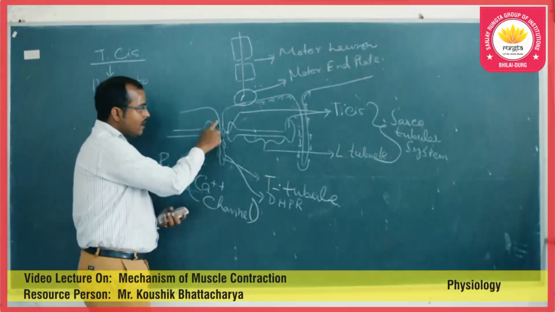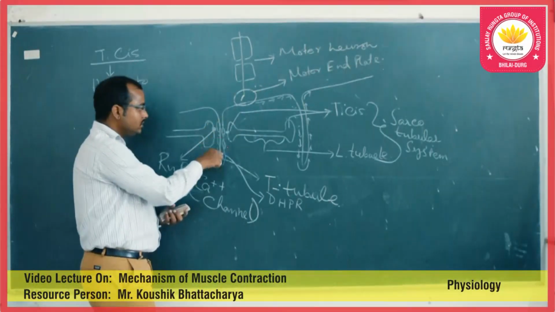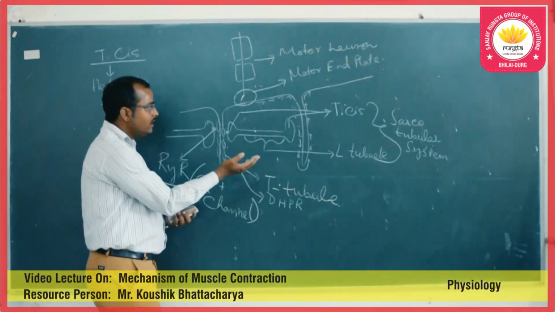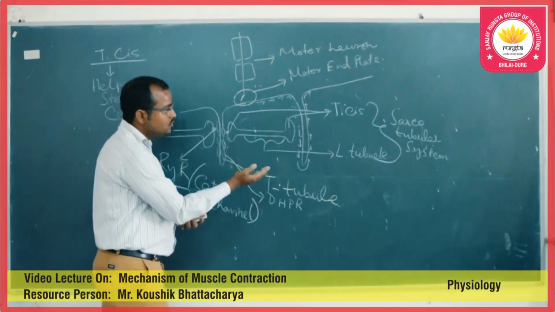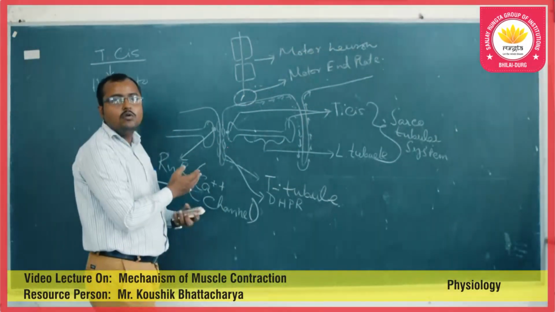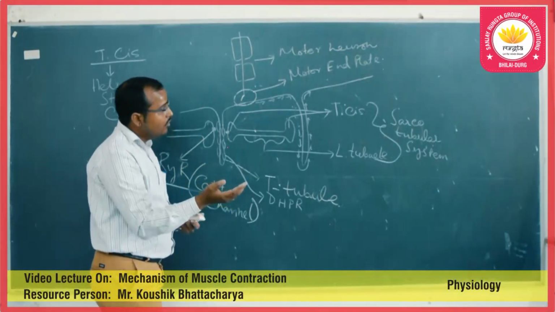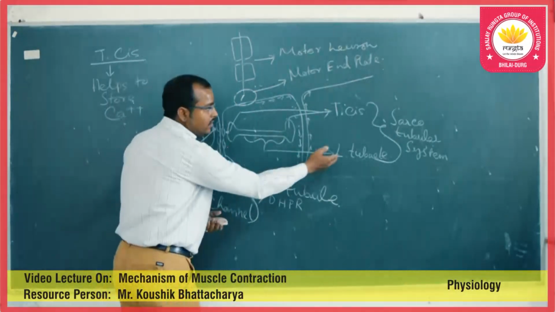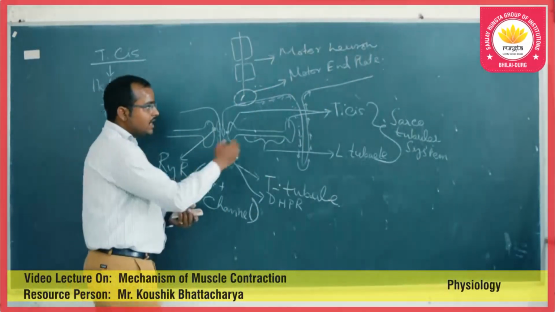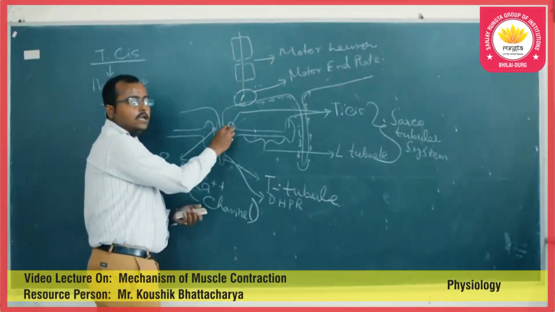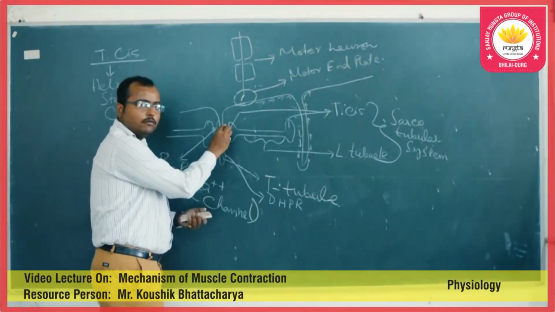So the sarcolemma is having an extension that is known as a T-tubule. On both sides of the T-tubule there is another structure, which is known as the sarcotubular system, and this sarcotubular system is formed by the combination of the terminal cisterna and the longitudinal tubule. This terminal cisterna has only one function: it will store the calcium ions, right?